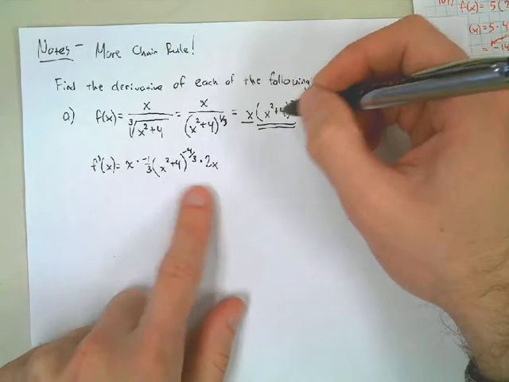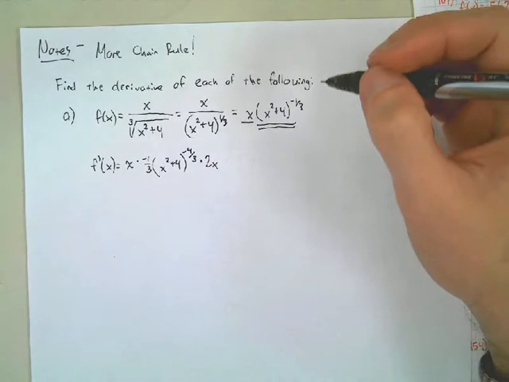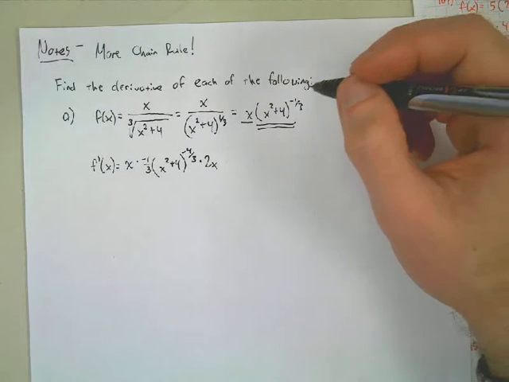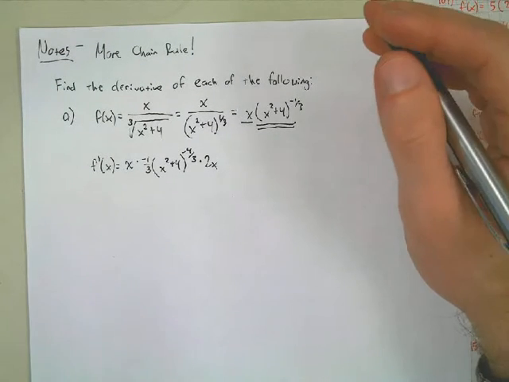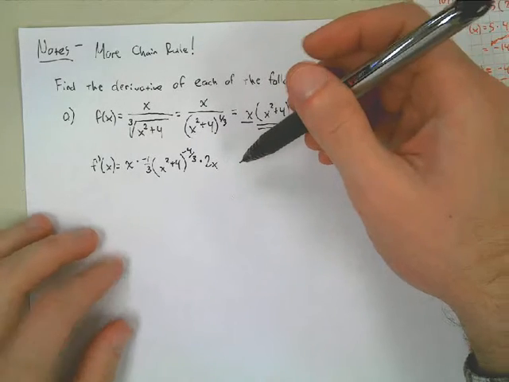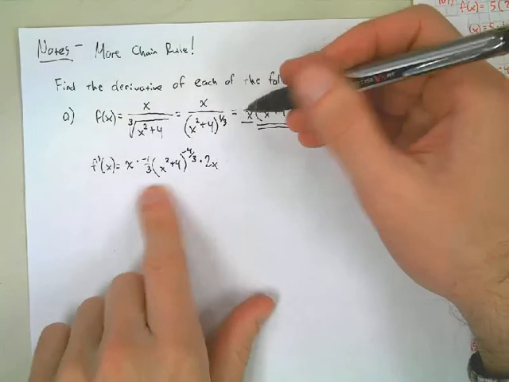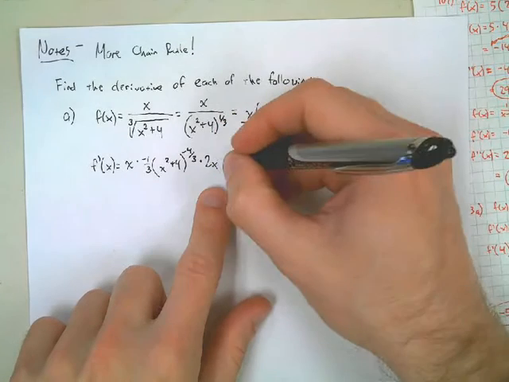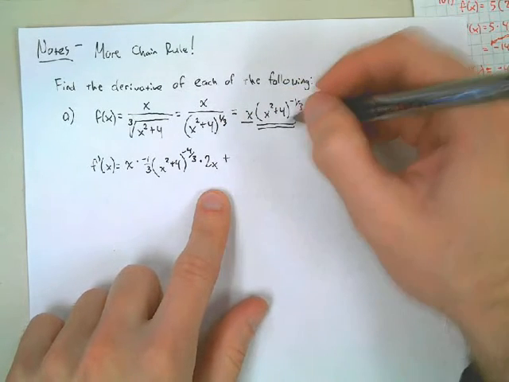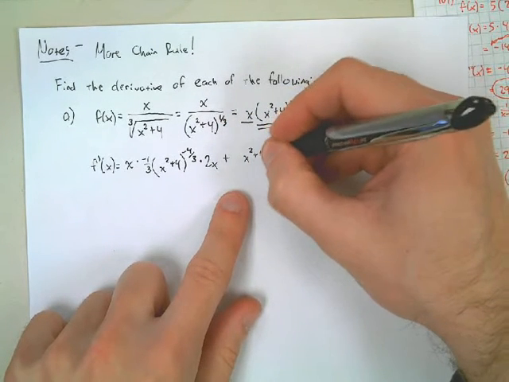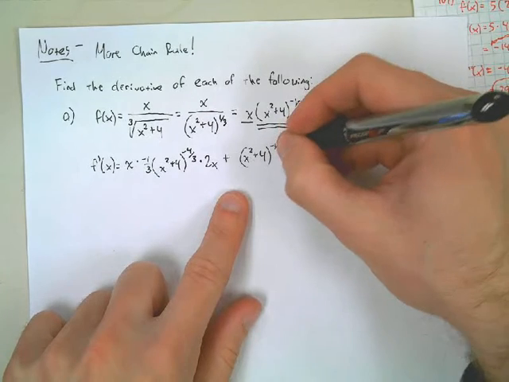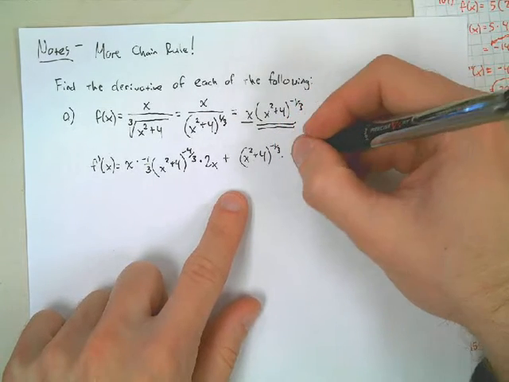There it is. All at once. Any questions on that first step? Just where we got things from, where it came from. This is not easy stuff. I get it. There's a lot of steps going on here. Any questions on any of this? All right, then plus the second thing here, x squared plus 4 to the negative 1/3 times the derivative of the first thing, so it's just plain old 1.